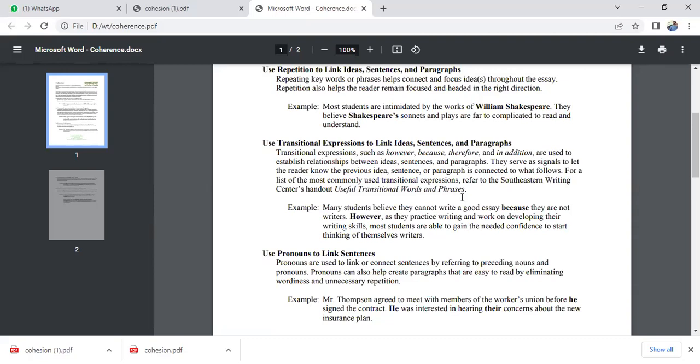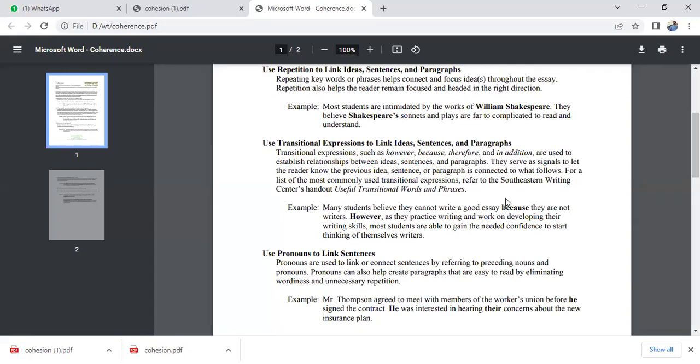They serve as a signal to let the reader know the previous idea, sentence, or paragraph is connected to what follows. Fine. These transitional expressions give you the signal of what the idea is about. Fine. Whether the idea is relevant, similar, or in contrast to the previous one. Fine. So transitional expression gives you the signal of the idea that follows in relation to what preceded. Fine. For a list of most commonly used transitional expressions, refer to the Southeastern Writing Center handout, useful transition words and phrases.